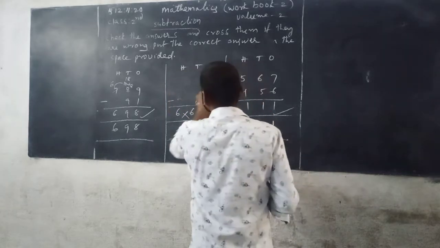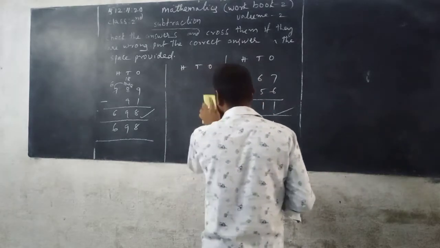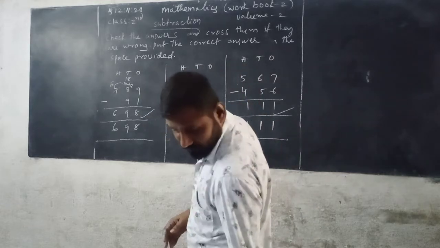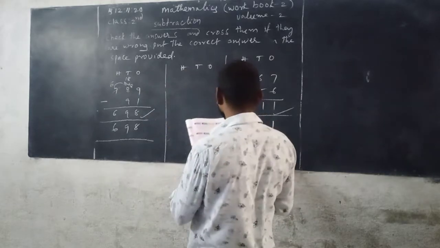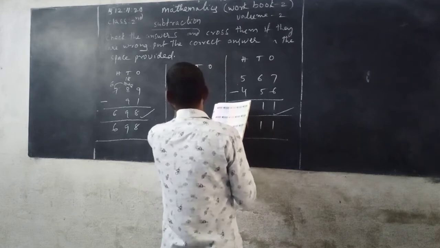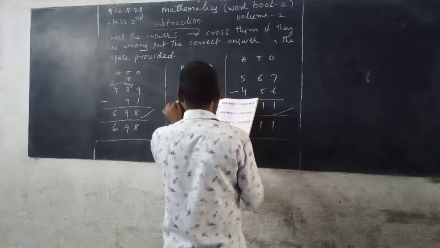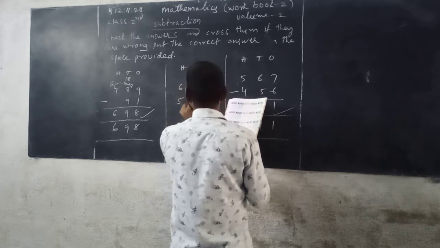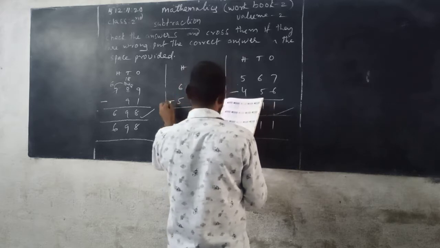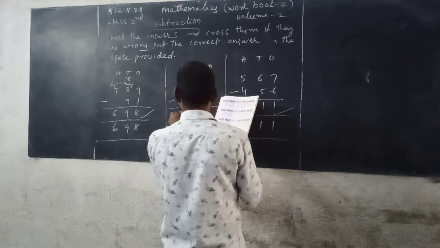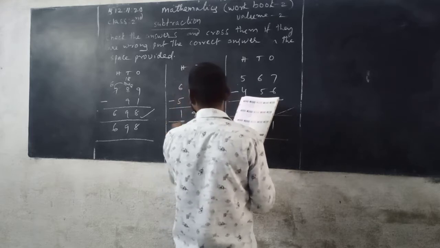Now next one is 659 minus 569. So the answer is 190. Once you check it.